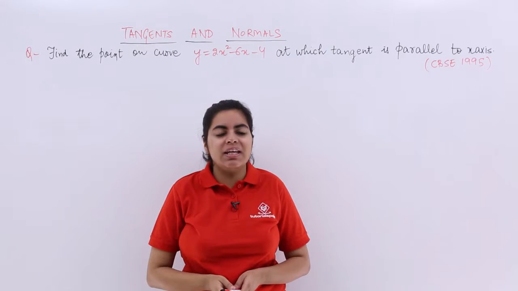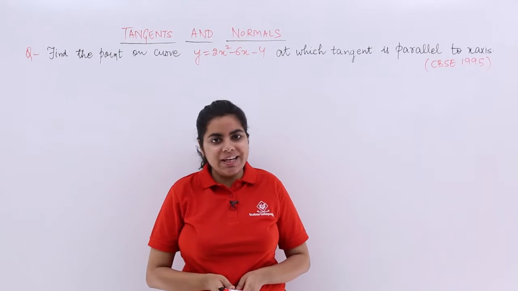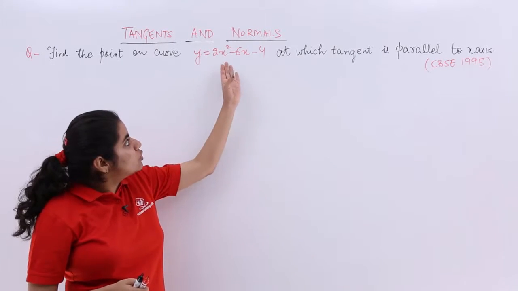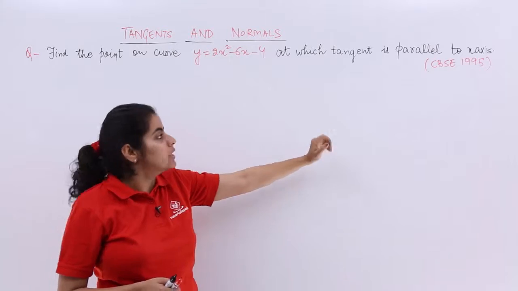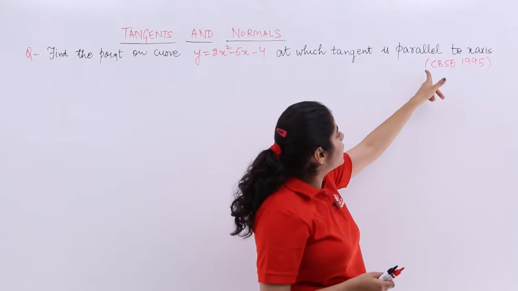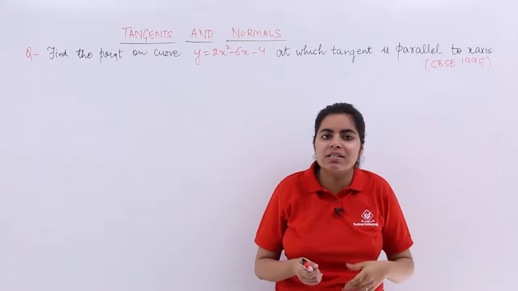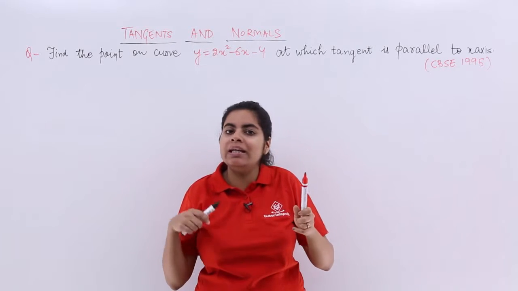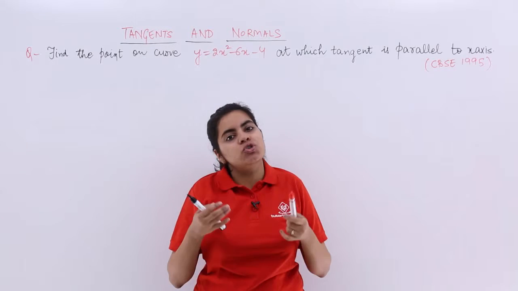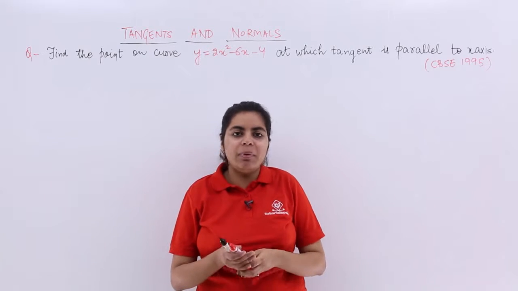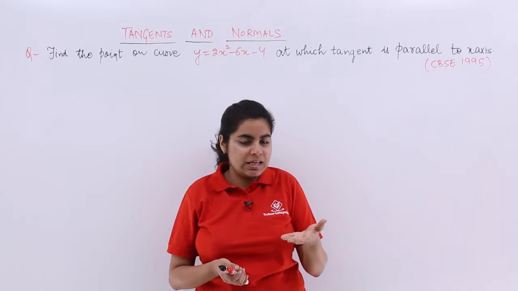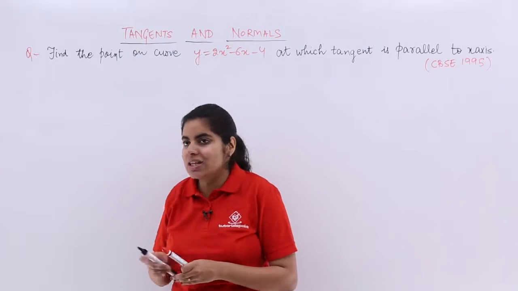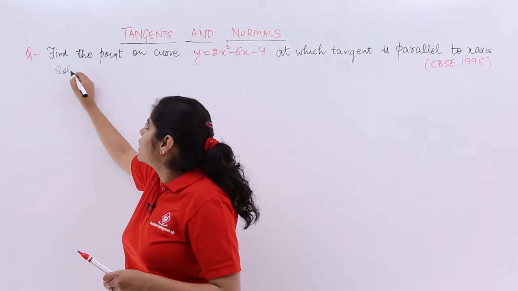In this video, let's see the next numerical problem based on tangents and normals. It says, find the point on the curve y is equal to 2x square minus 6x minus 4 at which the tangent is parallel to x-axis. Now you know, what do you mean by tangent parallel to x-axis? What is its meaning in context to slope? The slope should be 0 because the angle made with the positive direction of x-axis is 0. So tan theta or tan 0 is 0. So that's it. Now when you know this, the solution becomes quite easy.